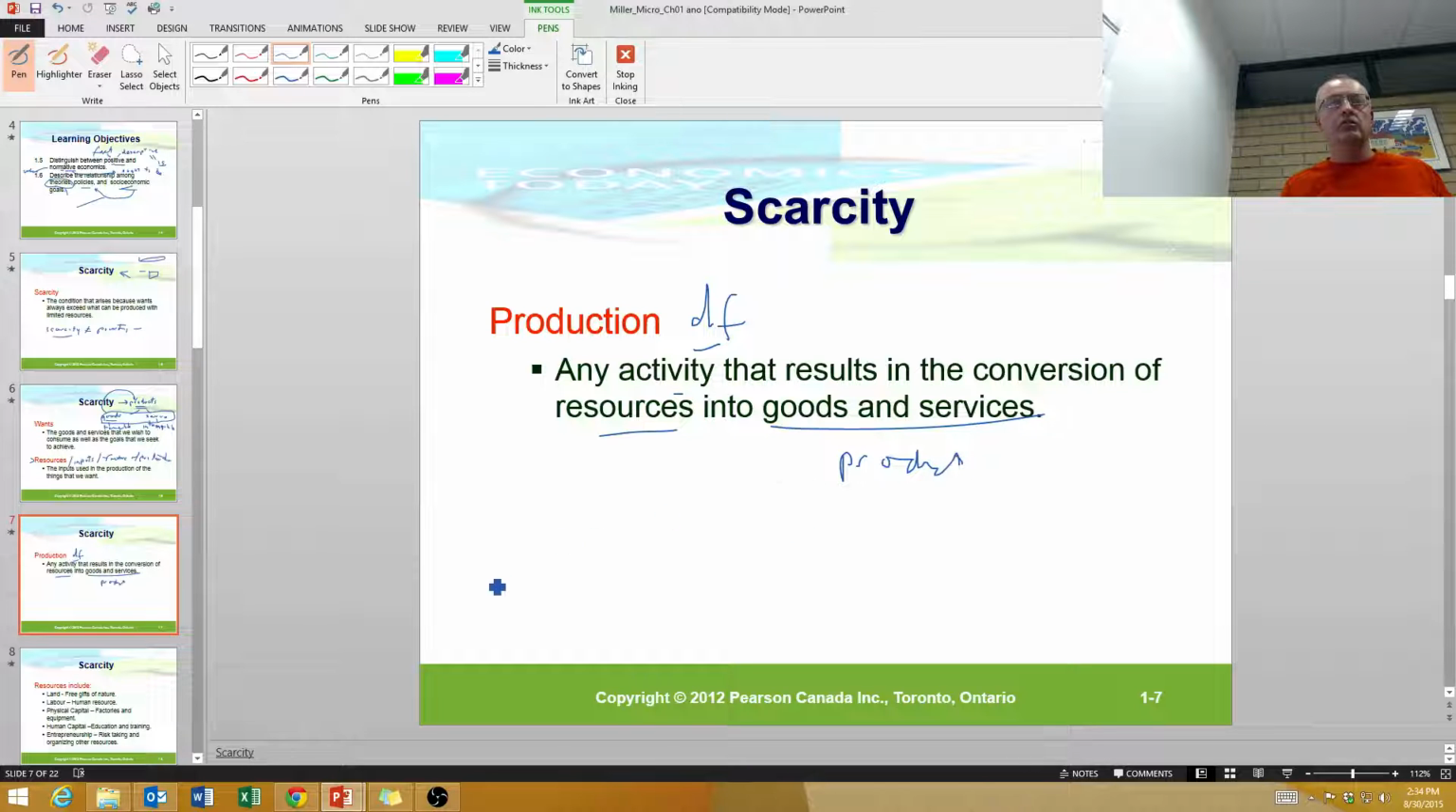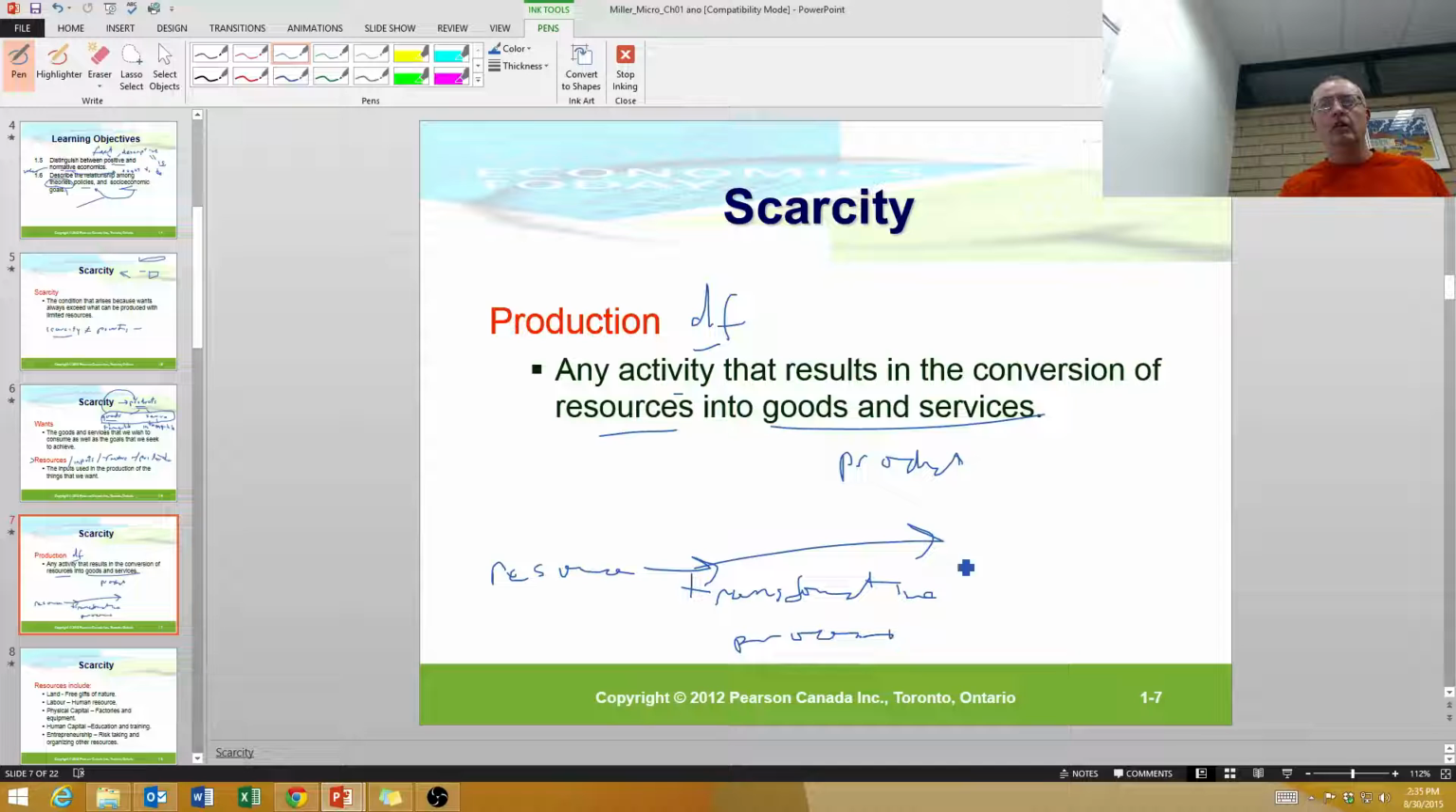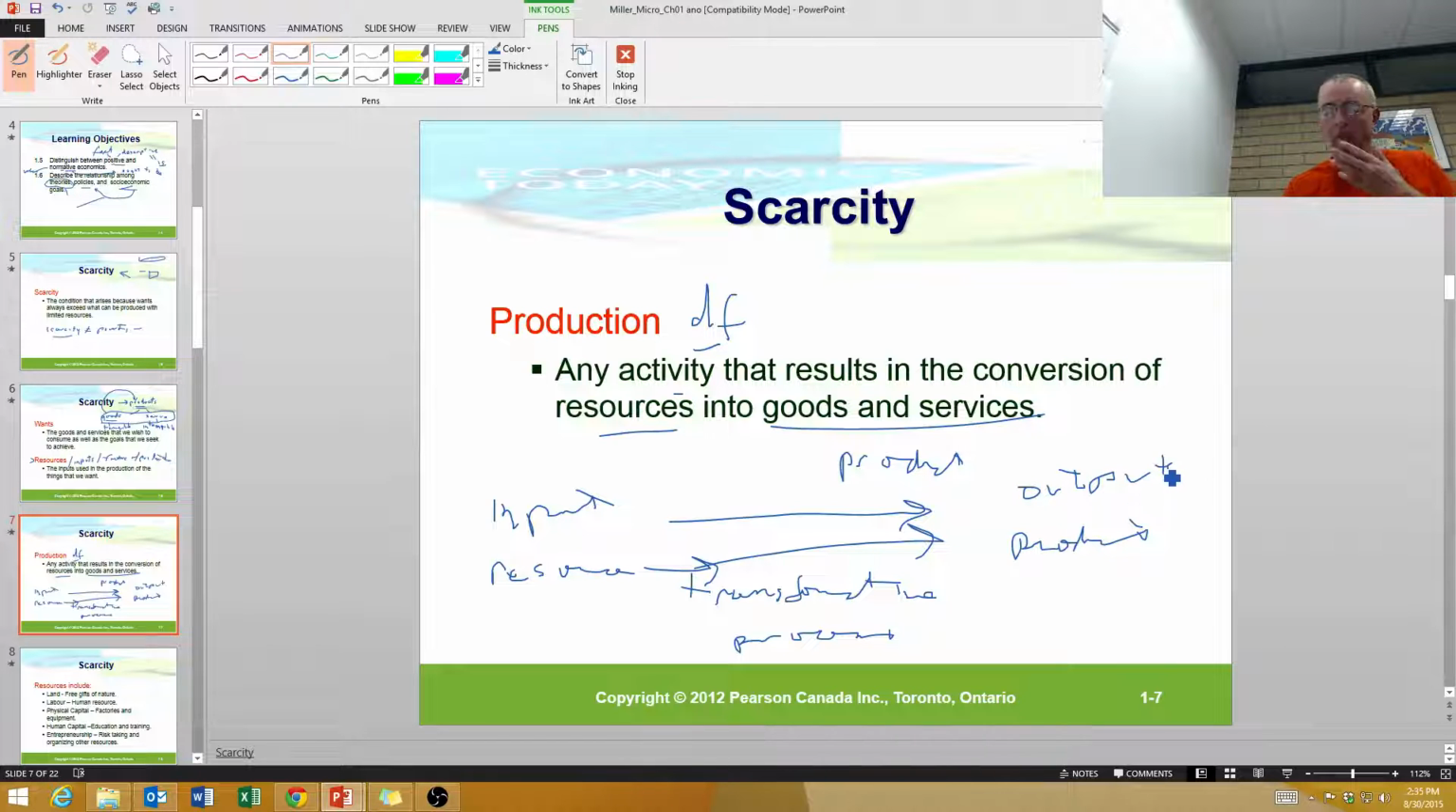So we have resources. We have this transformative process. And then we have products. So we have inputs that get transformed into outputs. Products, outputs, whatever. It's all the same stuff. Okay.